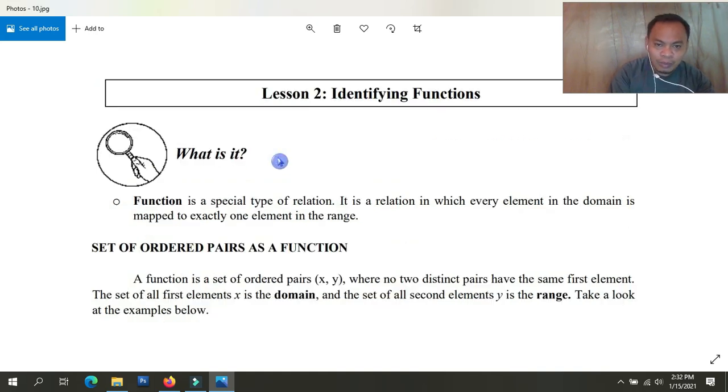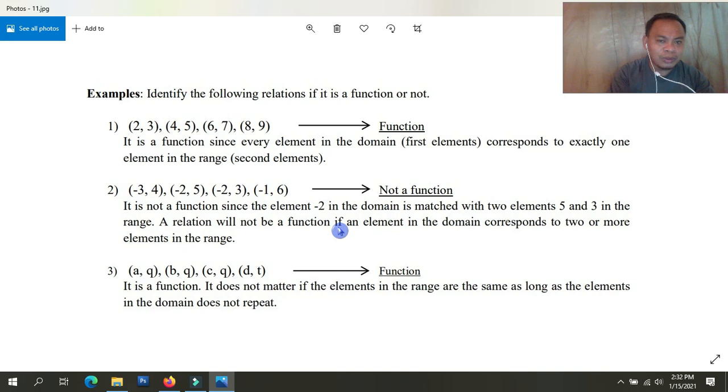Kasi if we go back to this one, okay, it is a relation in which every element in the domain is mapped to exactly one element sa ating range. Okay, domain to range. Our domain is this one, 2, 4, 6, and 8. Ang kanyang range is 3, 5, 7, and 9.